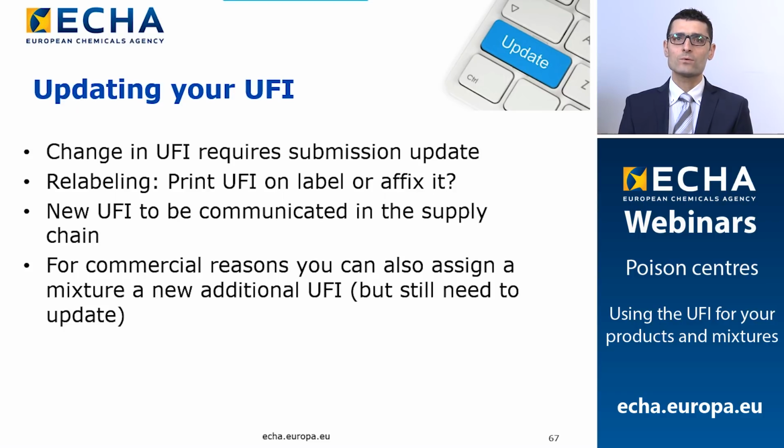When you change the UFI, you also need to update a number of things in parallel. First, you need to update the submission made for poison centers and inform them about a new UFI assigned to the product. Secondly, the product needs to be relabeled to reflect the new UFI on it. You may also be in the position where you supply your mixture to other formulators, and they depend on the UFI that you communicated to them earlier. In that case, you also need to inform your supply chain downstream about the change that you made.